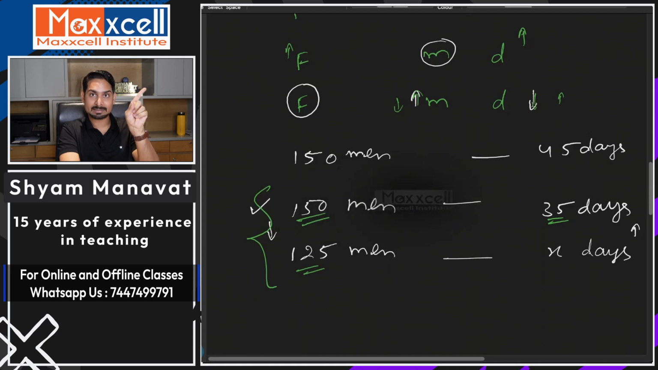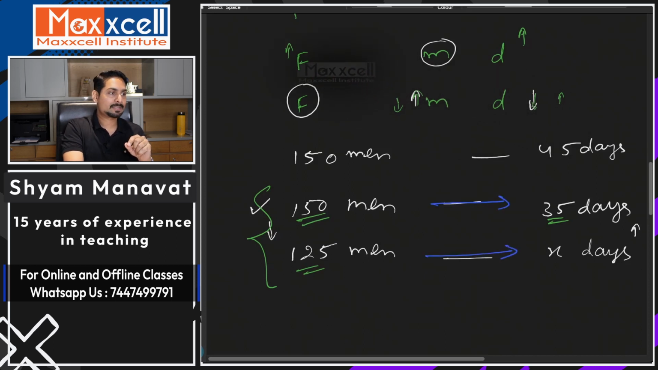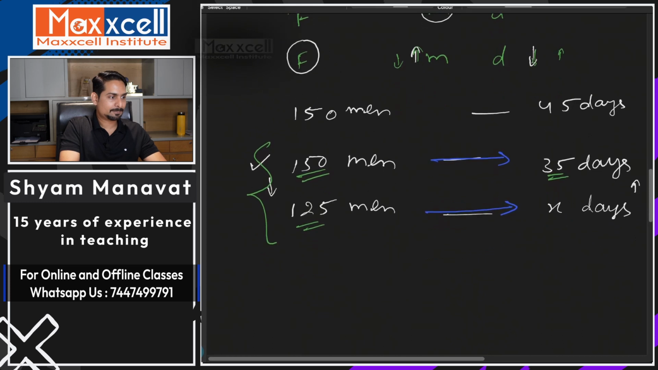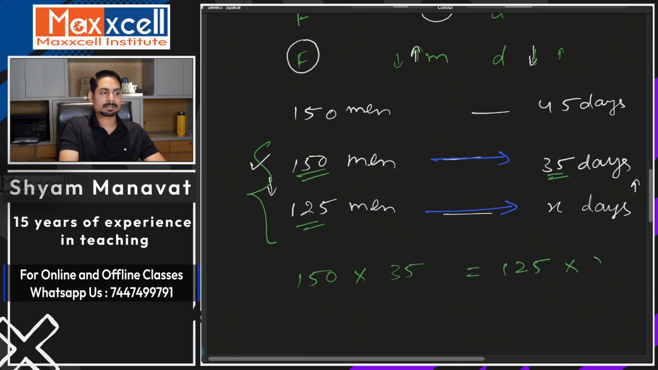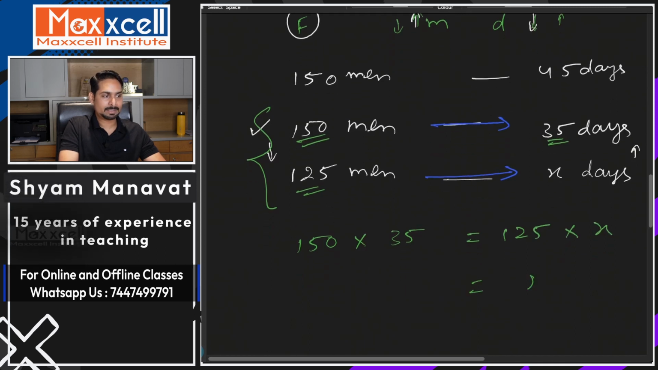Chain rule, previous lecture, chain rule. If it is inversely proportional, then straight product will be equal. Right? So 150 men into straight product 35 days should be equal to 125 people for X days. Now can we find the value of X? Yes. Now it's all calculation.